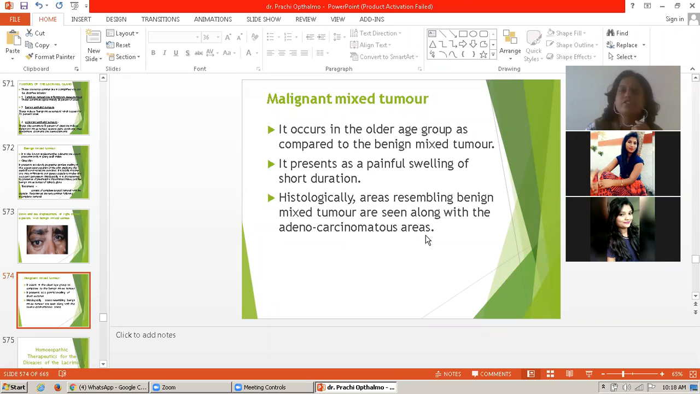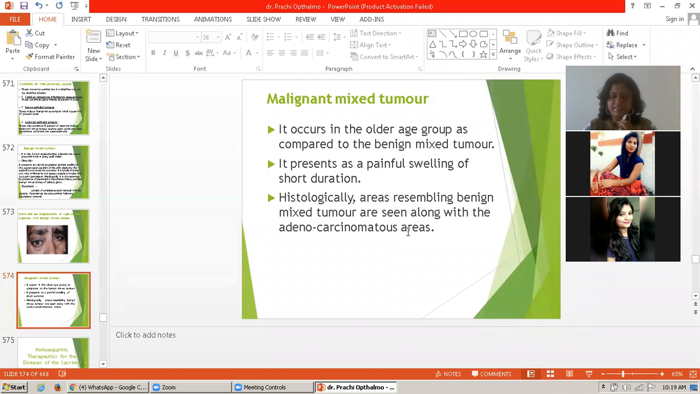It occurs in an older age group as compared to the benign mixed tumor, and it presents as a very painful swelling of short duration. Histologically, areas resembling a benign mixed tumor are seen along with adenocarcinomatous areas. So, the malignancy triad shows when there is a mass below the medial palpebral ligament, a chronic dacryocystitis that irrigates freely, and regurgitation of bloody mucus. And dacryocystography shows a filling defect.